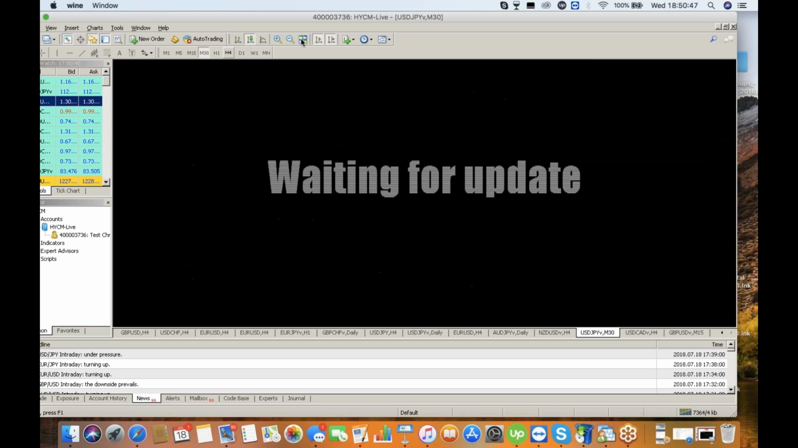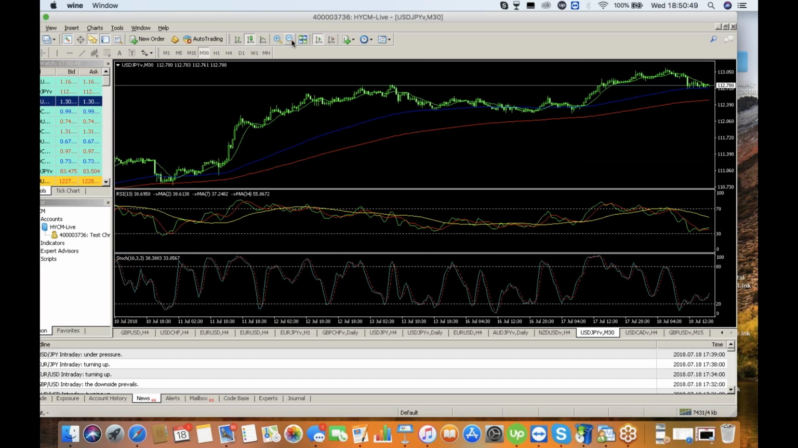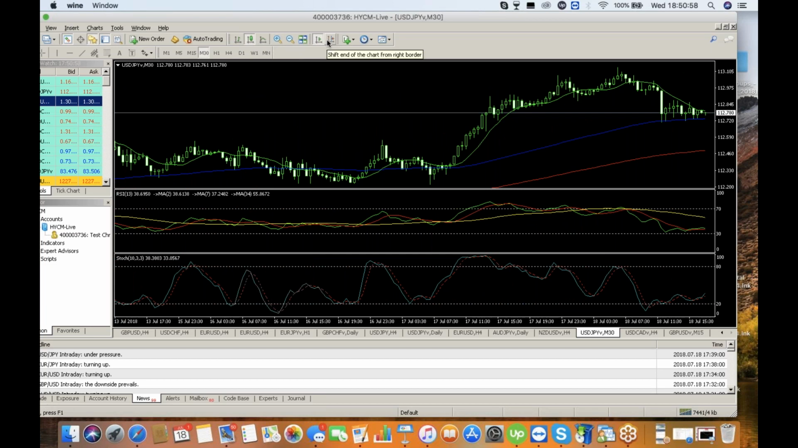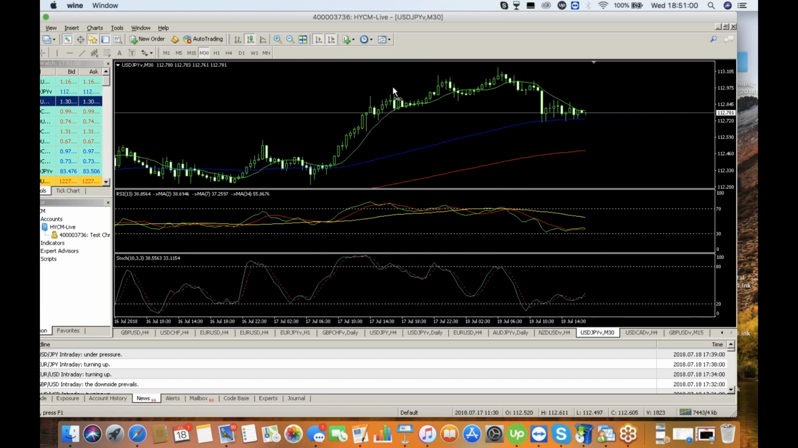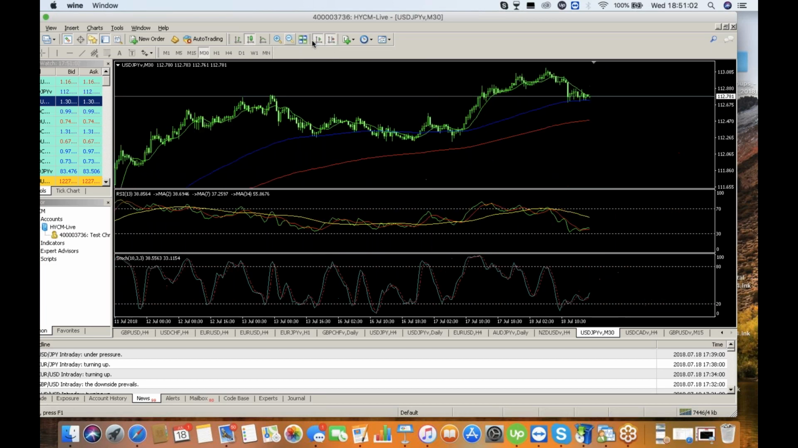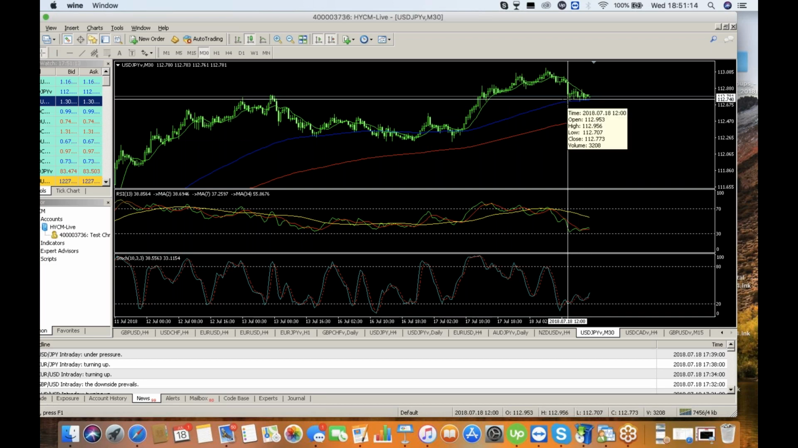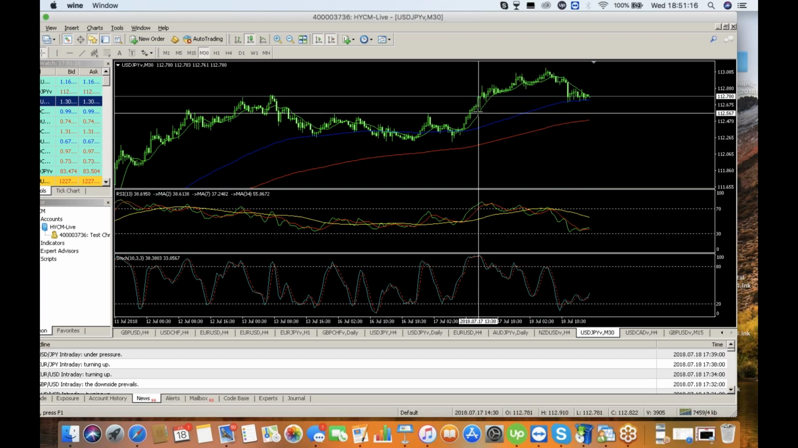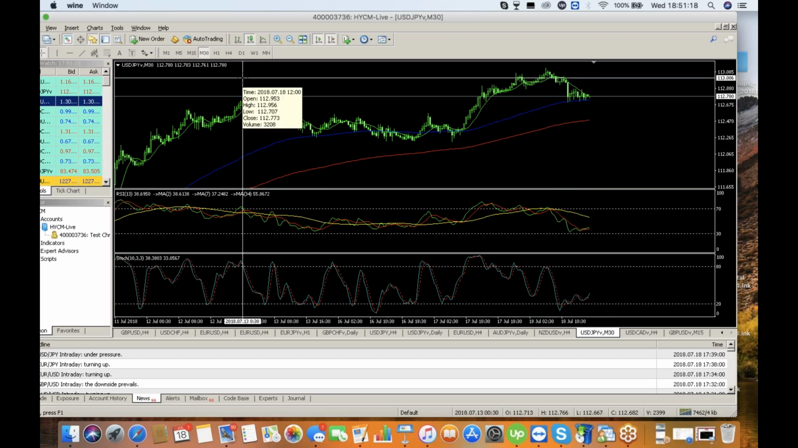And even on the lower time frames, over the last few days, you can see how widely they're followed. Just look at all those reactions off the 100 moving average. It's clearly a technical line in the sand for traders. So it's one to watch.